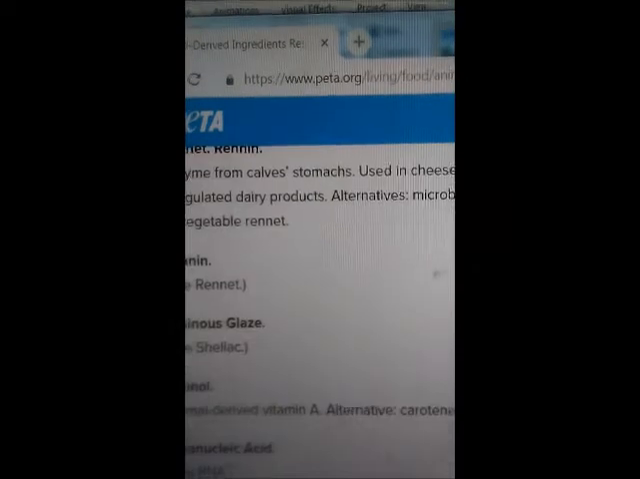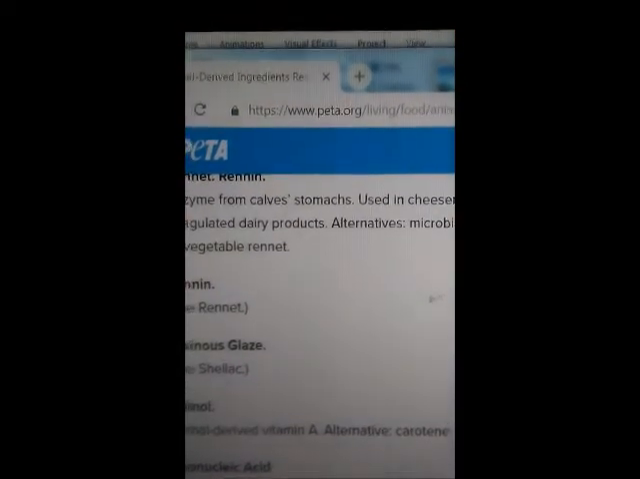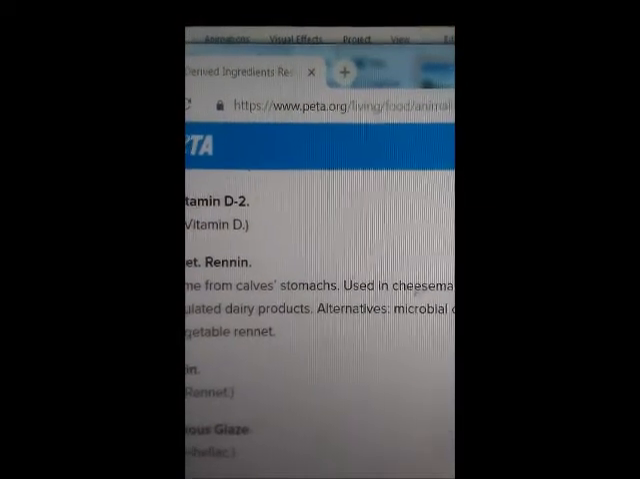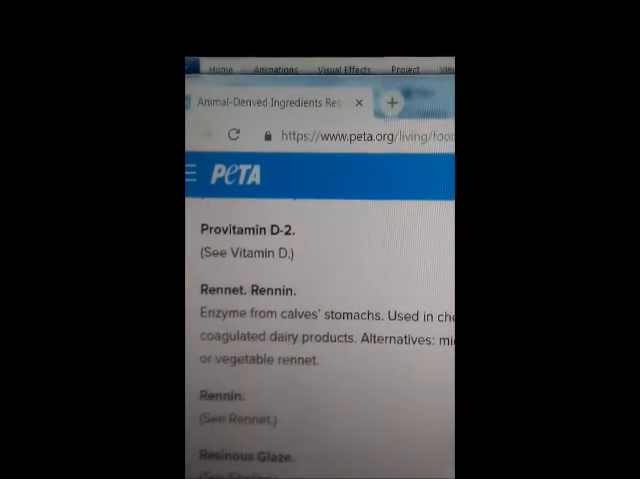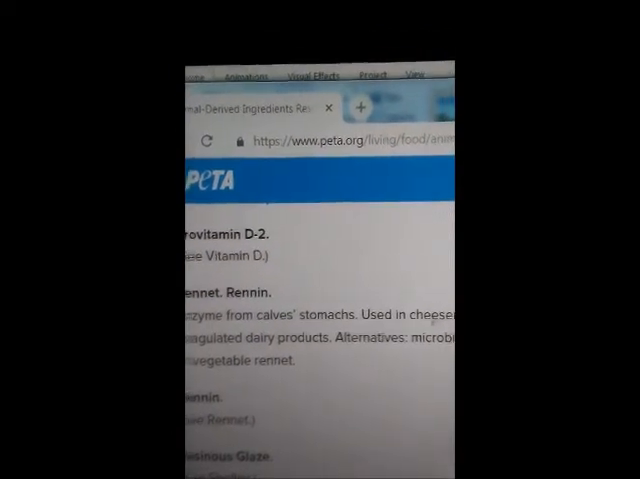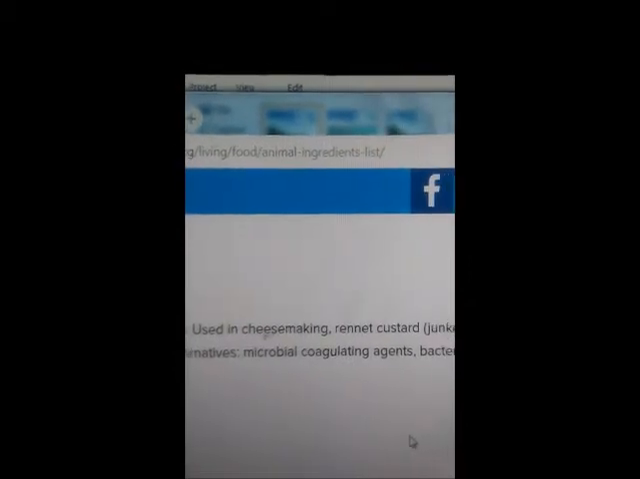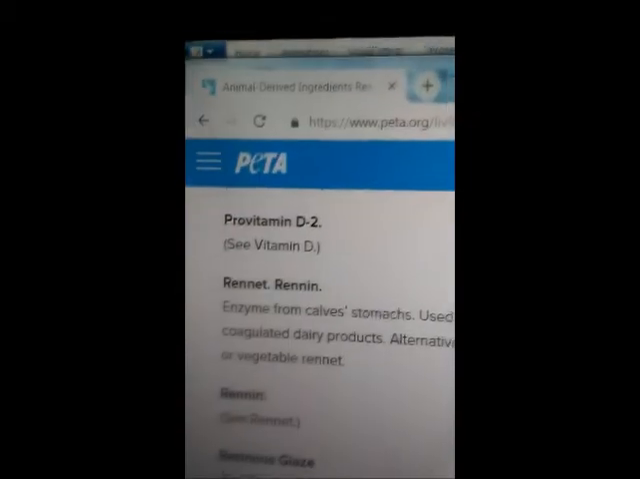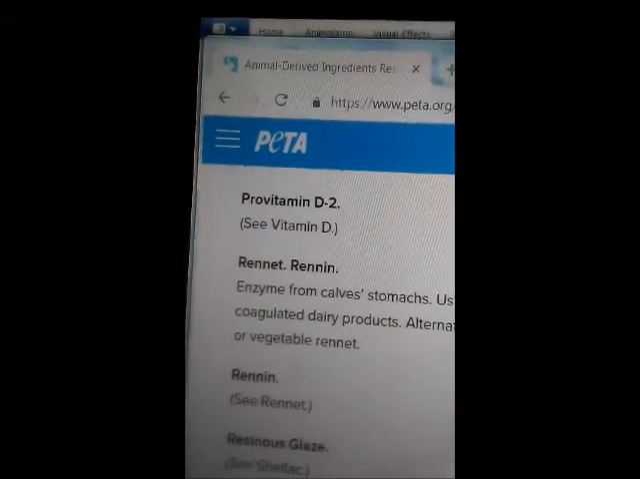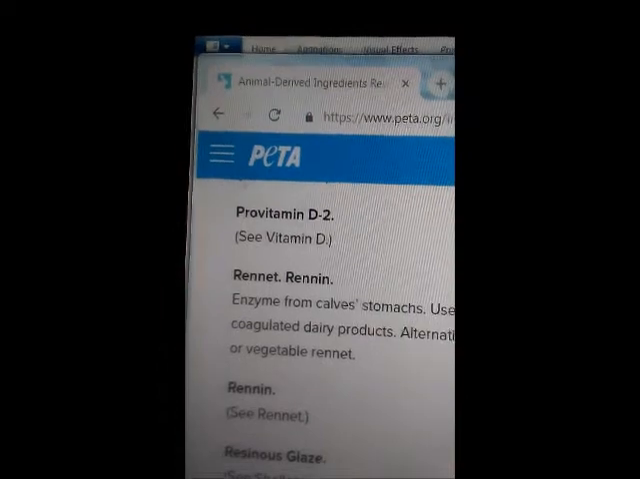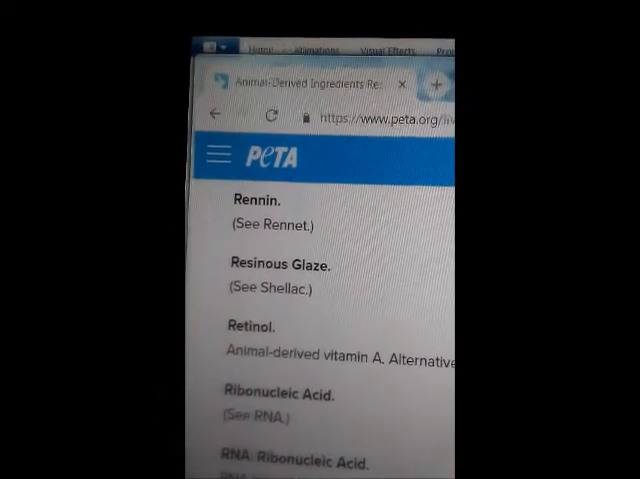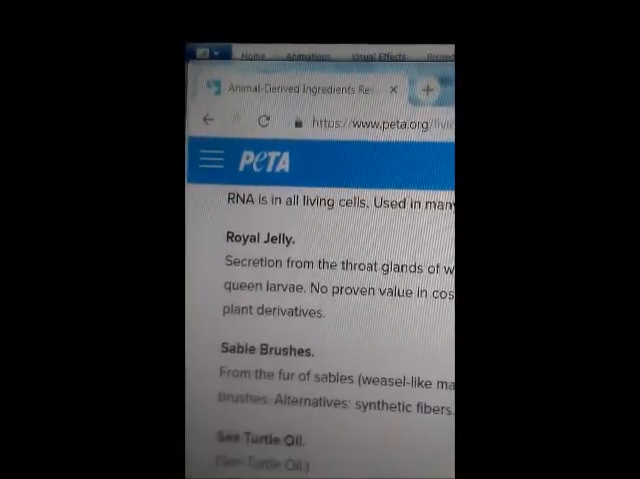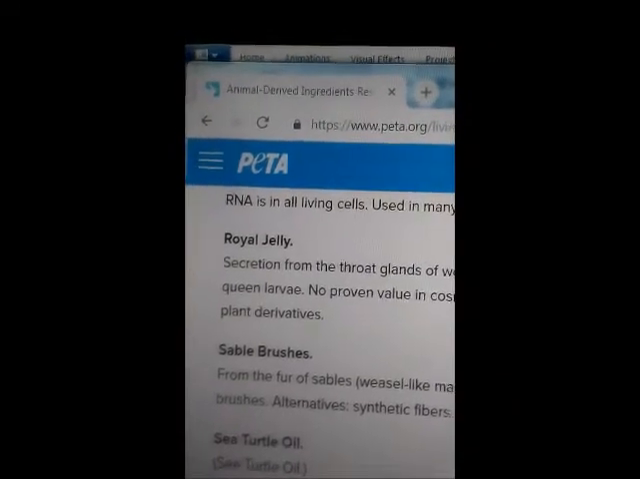So you got the rennet. The rennet and renin are enzymes from a calf's stomach used in cheese making, rennet custard, junket, and in many coagulated dairy products. Okay. The alternatives are microbial coagulating agents, bacterial culture, lemon juice, or vegetable rennet. Okay, those are alternatives. Let's see, there's more, but I'm just trying to skip along because it's so much.